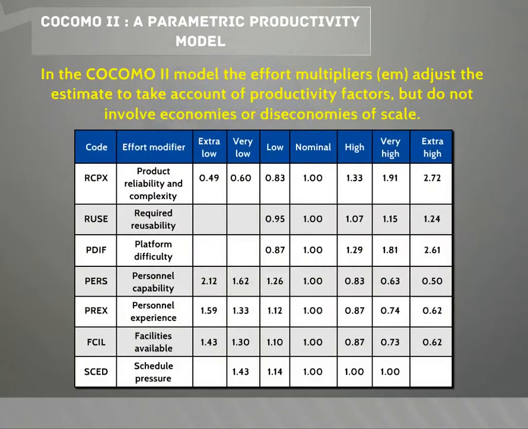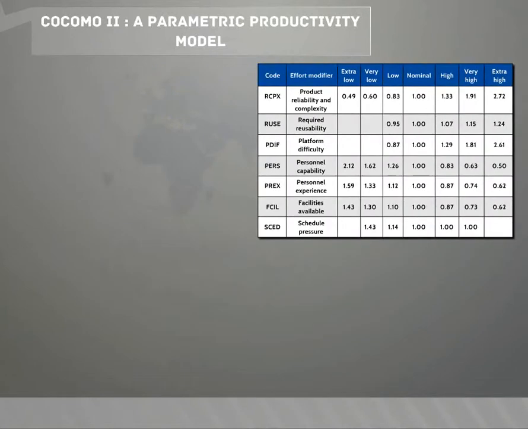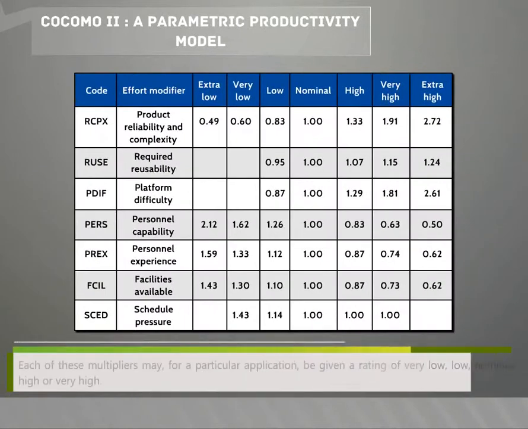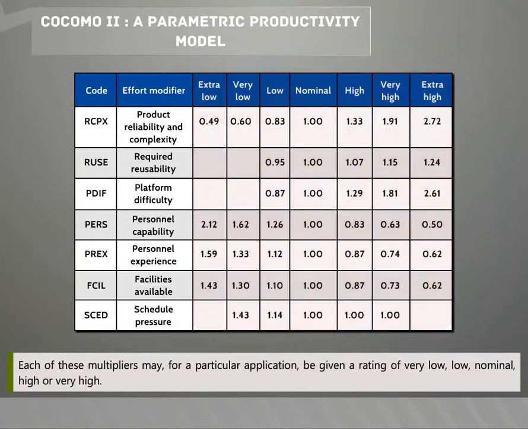In the COCOMO 2 model, the effort multipliers, EM, adjust the estimate to take account of productivity factors but do not involve economies or diseconomies of scale. The multipliers relevant to early design are in Table 5 and those used at the post-architecture stage in Table 6. Each of these multipliers may, for a particular application, be given a rating of very low, low, nominal, high, or very high.